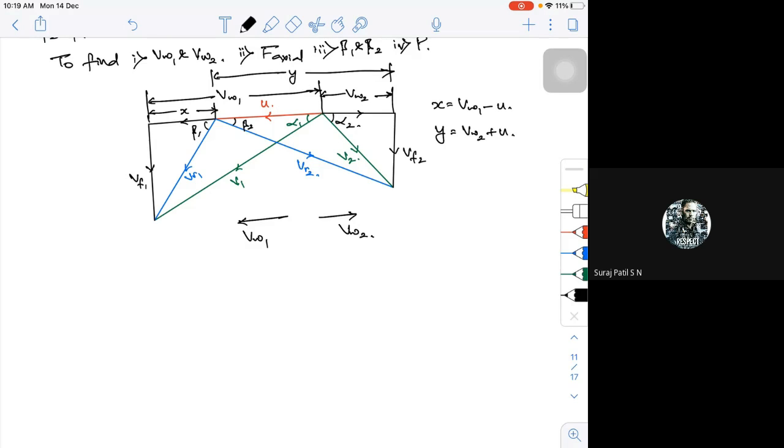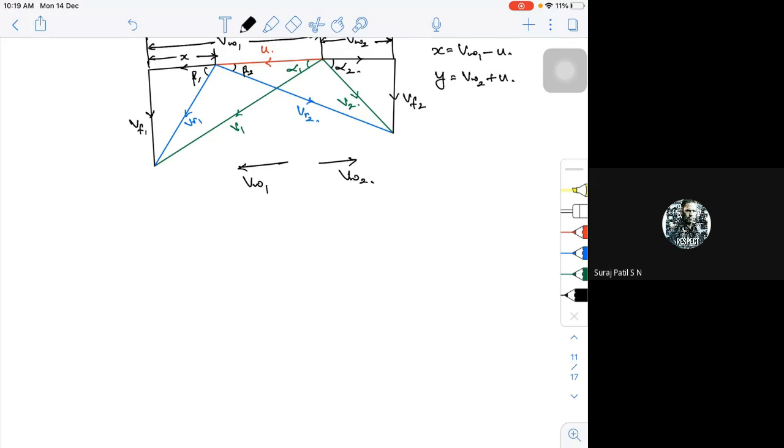That can be eliminated, or if you want to draw to the scale, we can do it on a graph sheet. Tomorrow I will show you how to draw the velocity triangle on a graph sheet. Now, once I draw the velocity triangles, I need to calculate some of the things. The first and foremost thing I want to calculate is the blade speed.